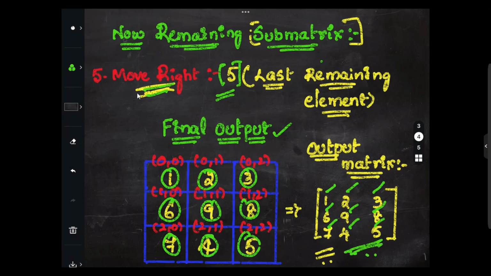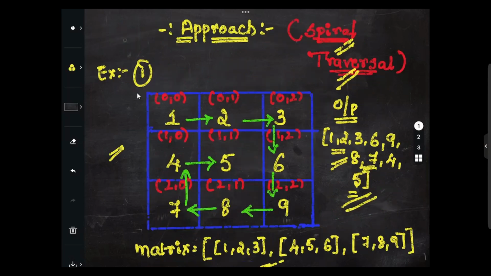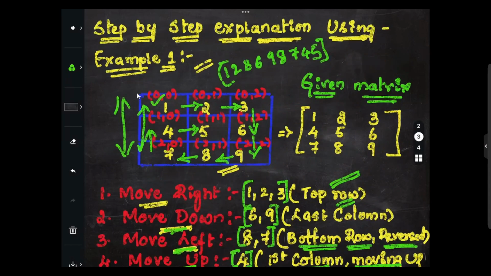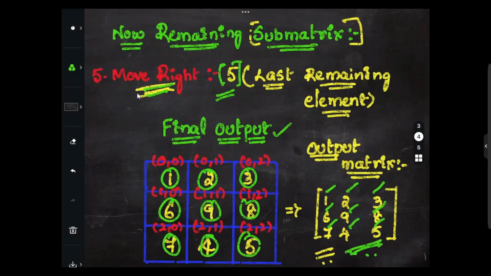You can clearly see here, right? This is the output that we got, which is equivalent to the output that they have given for example 1. You can clearly see here 1 2 3 6 9 8 7 4 5. So the approach works absolutely correct. So this is the approach that we will be going with. This is the thought process basically.